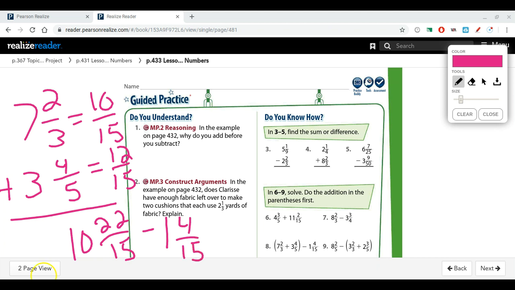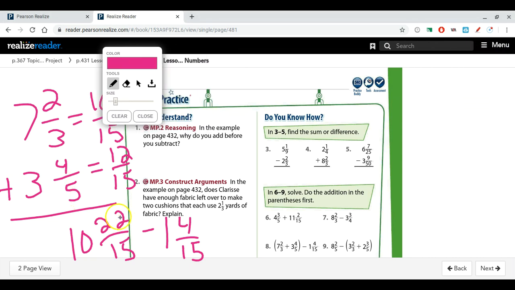So notice that I didn't regroup my work yet. I didn't turn it into 11 and 7/15. And part of that was I saw that I already had 15 as a common denominator. And so I was just going to leave this and then regroup as necessary. 22 is larger than 15. And I guess I need to go ahead and do that. So I'm going to go ahead and regroup this.